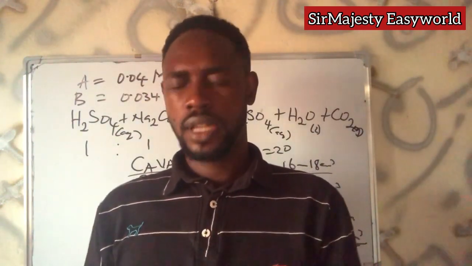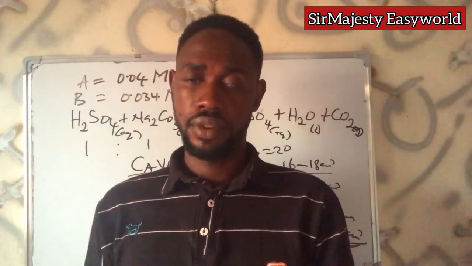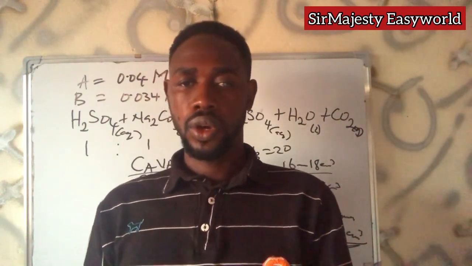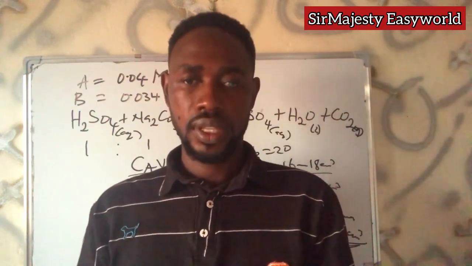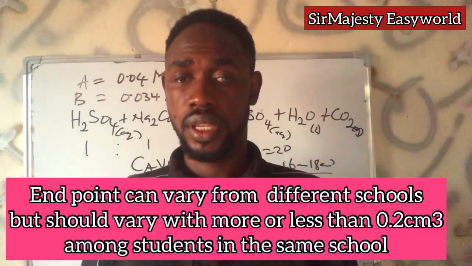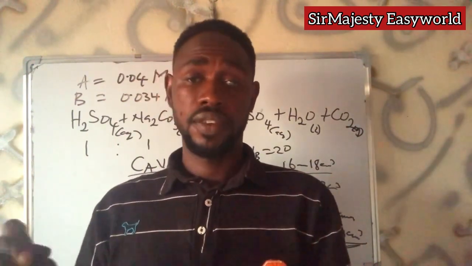Then there is nothing like the best endpoint. That's why I gave a range, 21 or 20 to 23. Yes, because there are many factors that might make our endpoint change or not be the same. So they consider all these. That's why they are actually marking what you have in the report form.